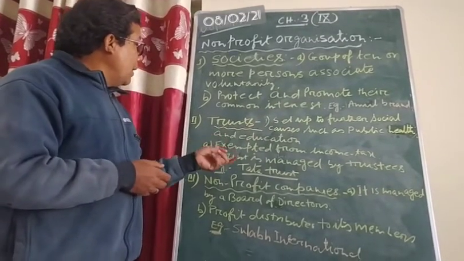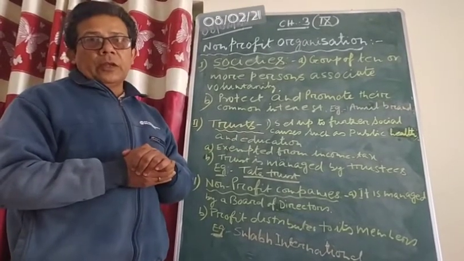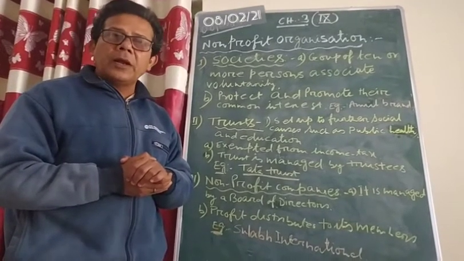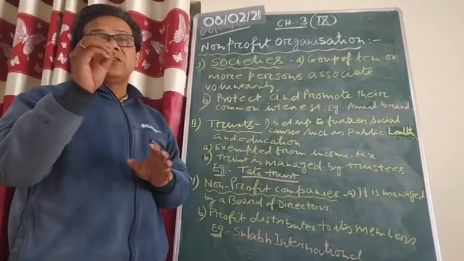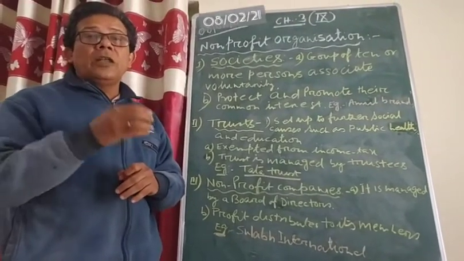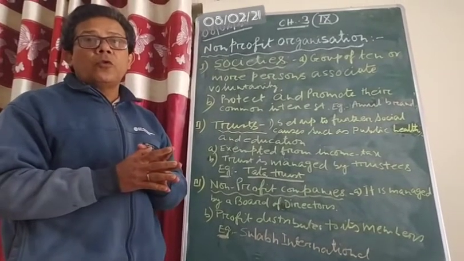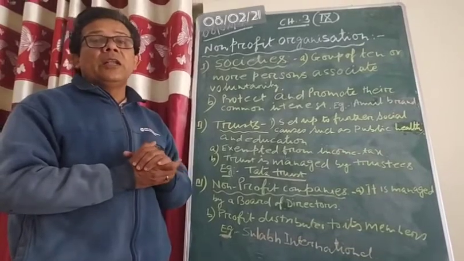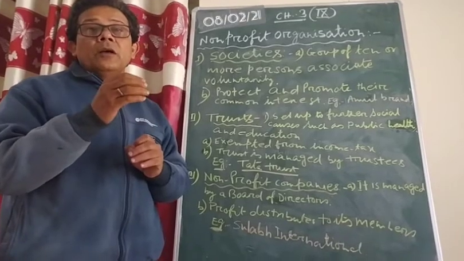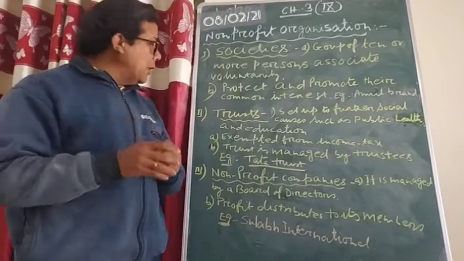Second thing, these trusts are exempted from income tax. That means they are not supposed to pay any kind of income tax. Now the question arises, why is trust exempted from income tax? Because the Government of India is also interested that more and more trusts should come up, so that they will take care of the education of the needy people and the health of the needy persons. That's what they talk about.